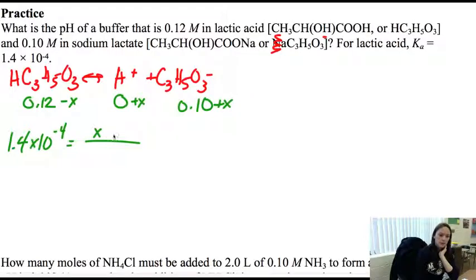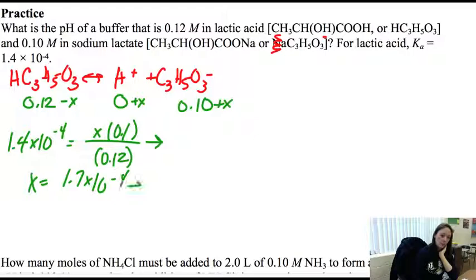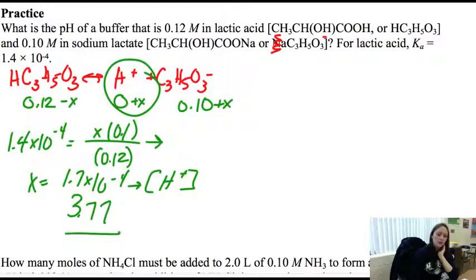Products over reactants. Remember, we can get rid of the plus x and the minus x, so I'm just going to do that right now. Cross multiply and divide, and I'm going to get an x value of 1.7 times 10 to the negative fourth. That's my H plus concentration, because it is what I'm looking for. The negative log of that, and I'm going to get 3.77. So that's using the common ion effect to figure out this problem.